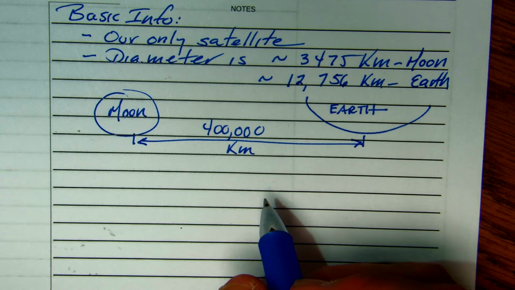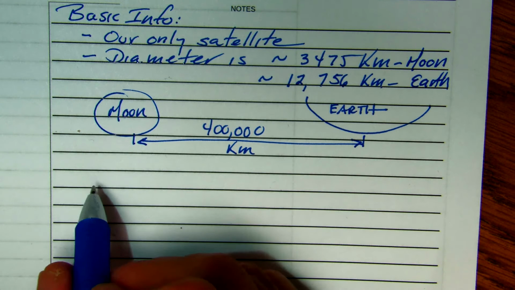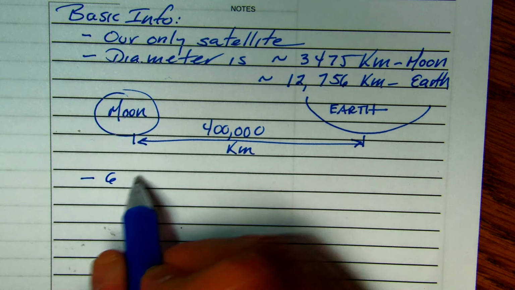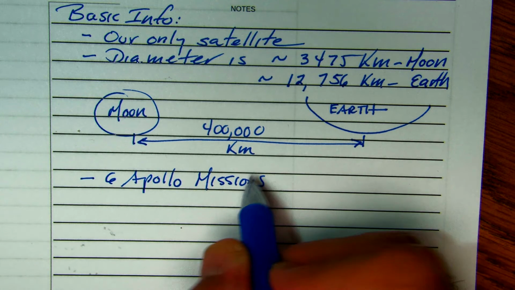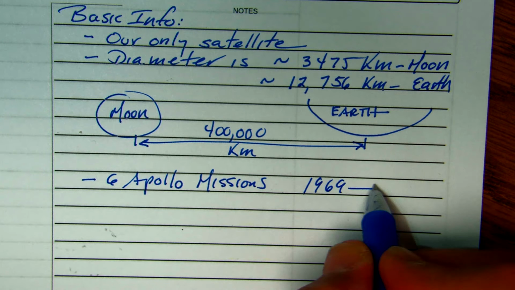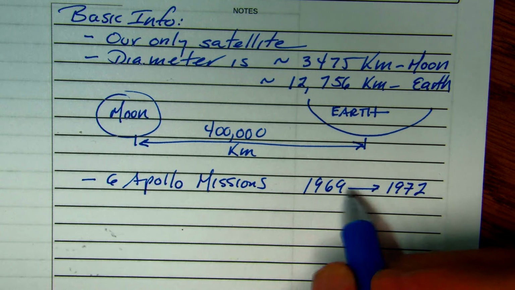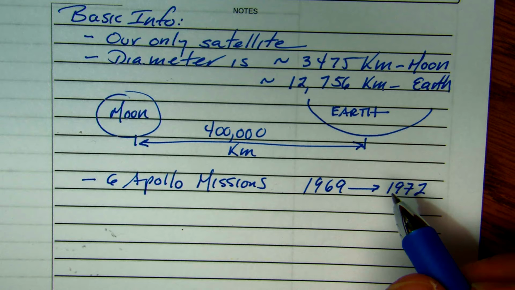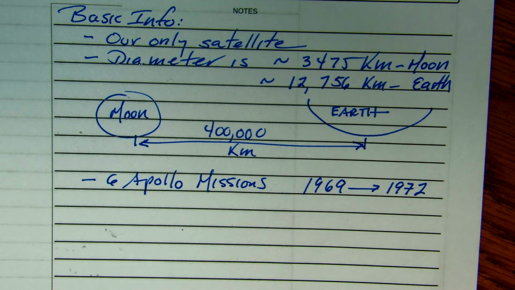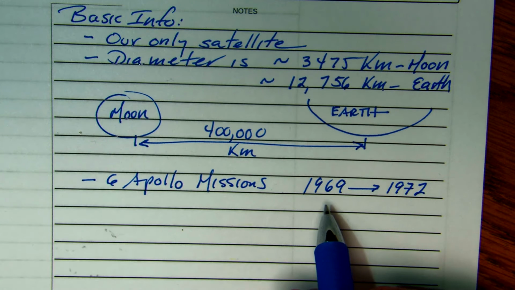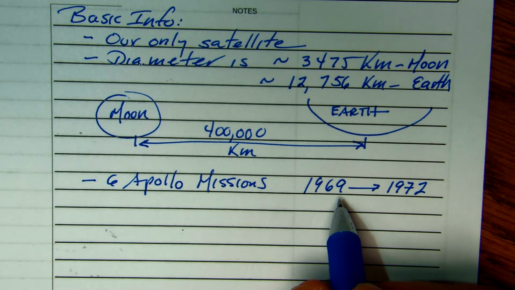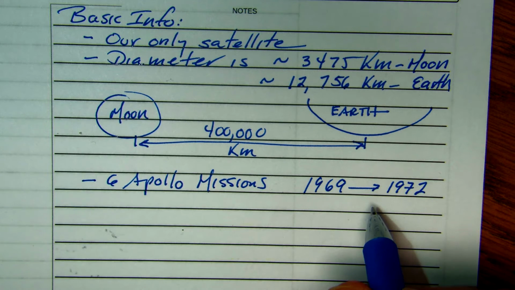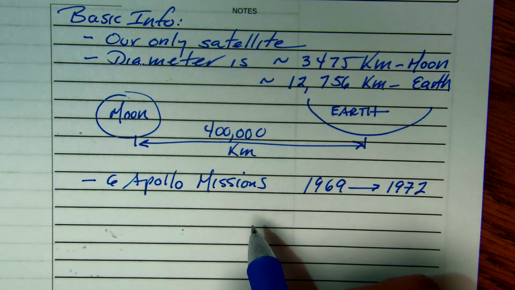In terms of the exploration of the moon, we learned about 6 Apollo missions, from 1969 through 1972. 1969 is important because it fulfilled John Kennedy's promise that we will get to the moon and bring man safely back to Earth within the decade. He said that in the early 60s. So we were able to achieve that by 1969. Lots of things happened in the United States at that time, as we were in the Cold War and basically competing with the Russians.